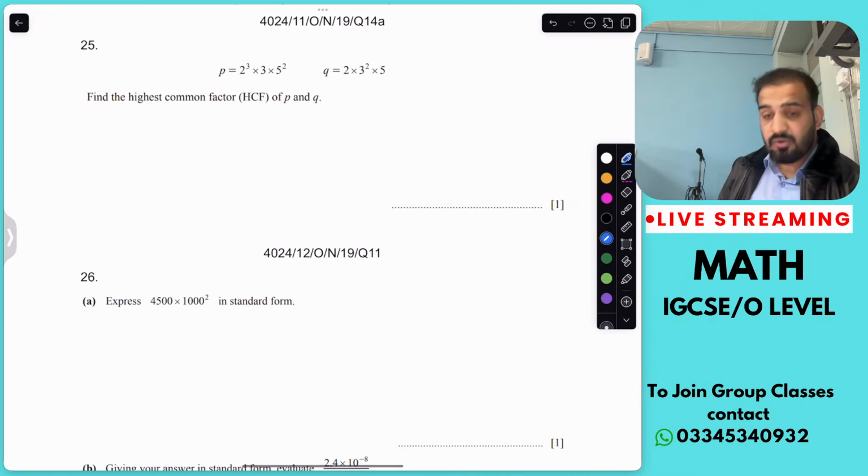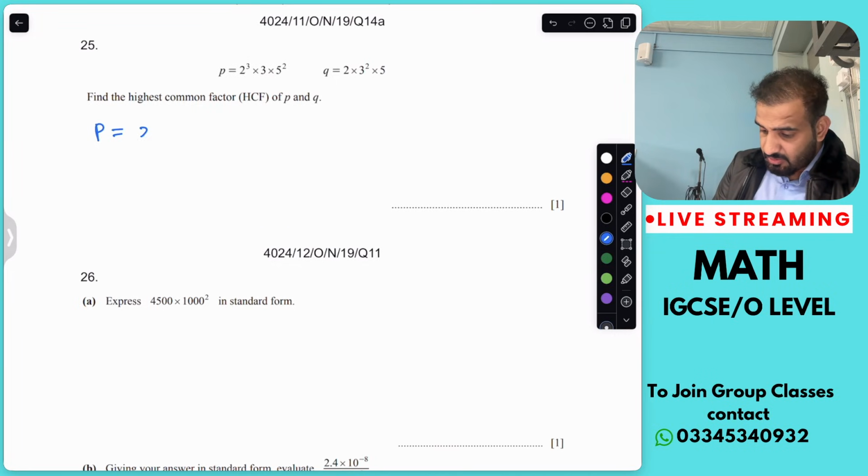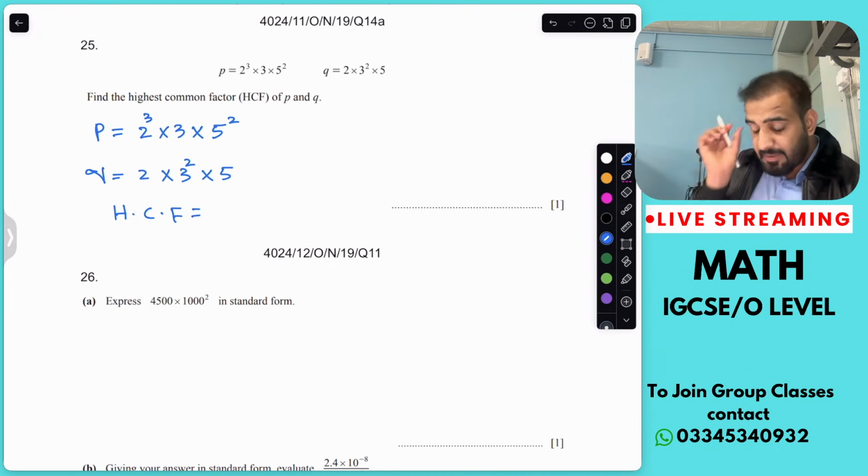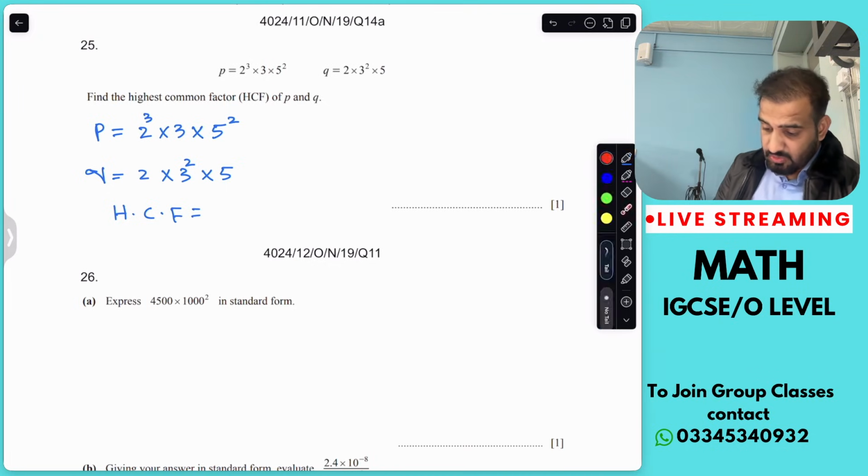HCF. So how to find HCF from prime factorization? So you write P is equals to 2 cube cross 3 cross 5 square, and Q is equals to 2 cross 3 square cross 5. So HCF is going to be, you have to write the smallest power. So 2 has 3 powers. Like 2 has power 3 in P and 2 has power 1 in Q. So in HCF, you will only write power 1.